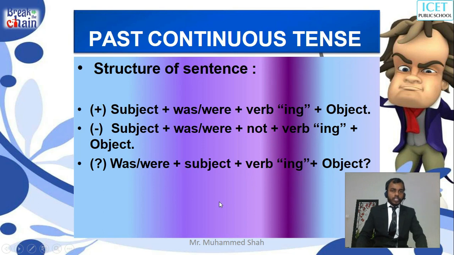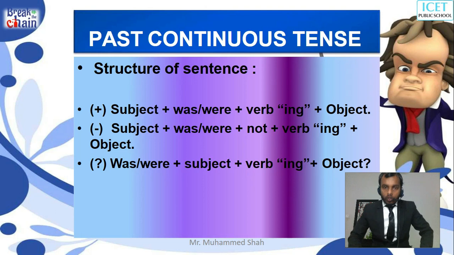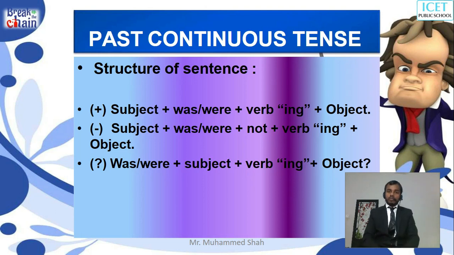The structure of the sentence: positive sentence, subject plus was or were, were with plural, was with singular, plus the ing form of the verb and object, then place and time. Then negative sentence, the only difference is that after was or were we will use not. Was not, were not, wasn't, weren't, like that. Questions, we will bring the auxiliary to the beginning of the sentence, like was or were. The sentence will start with was or were, then the subject, the ing form of the verb and object, like that.